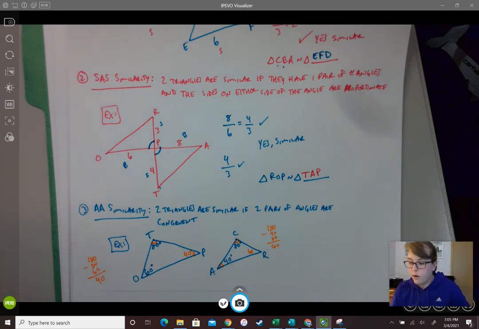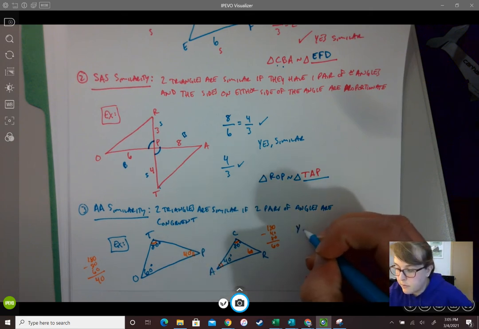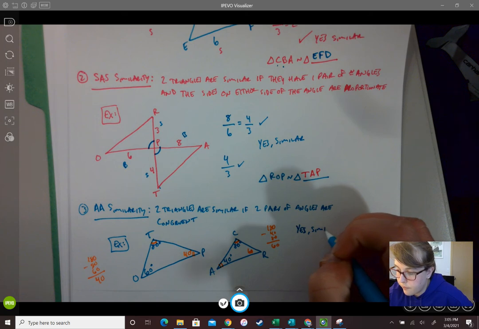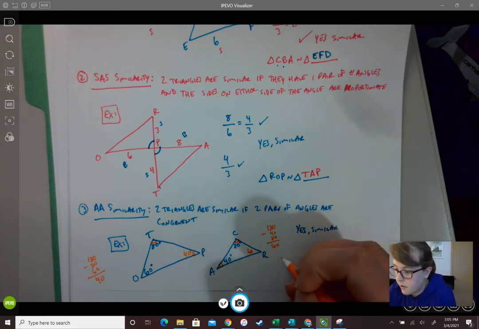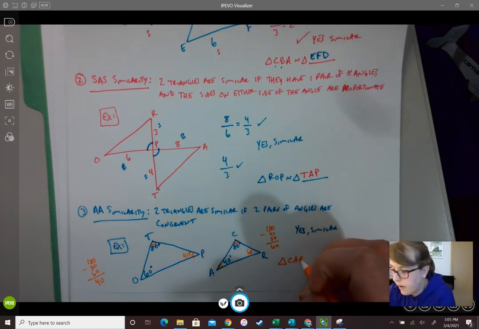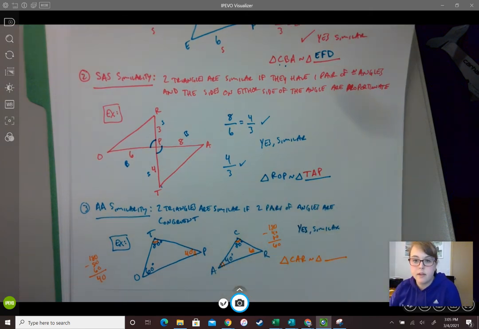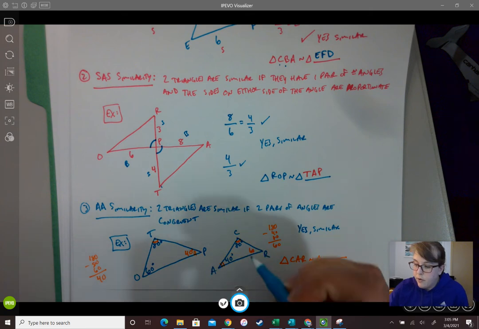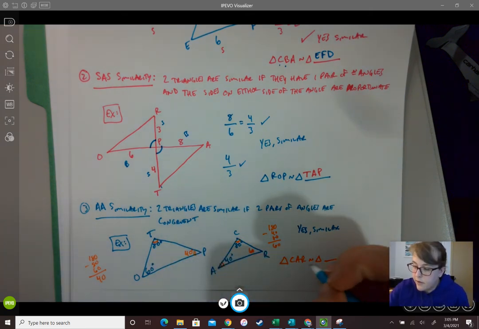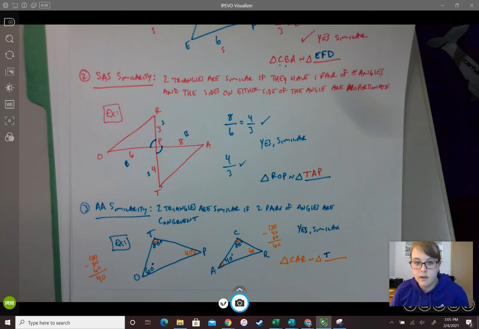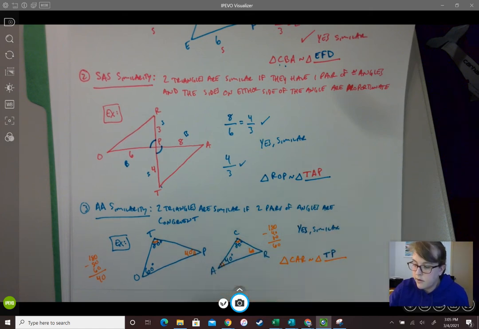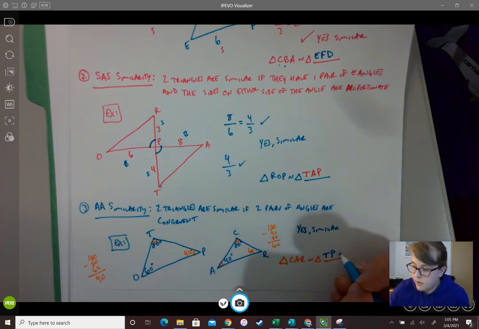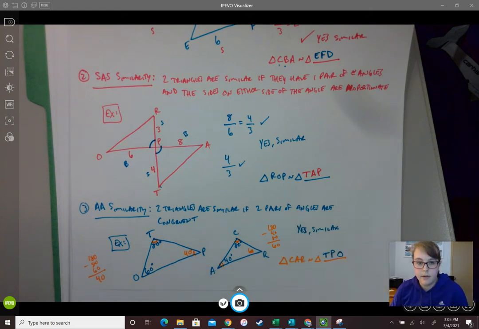Anyway, so if we were to start a similarity statement, we say yes, these are similar because of angle-angle similarity. So I might be given a starter like triangle CAR is similar to triangle blank. And we know that C goes with T because they're both 80 degrees, so T would come first. Then A is 40 degrees. A goes with P. And then R goes with O. Okay, so that's an example of angle-angle similarity.